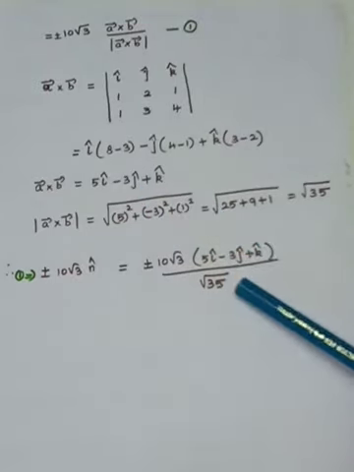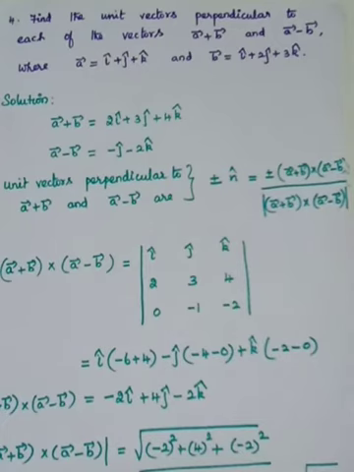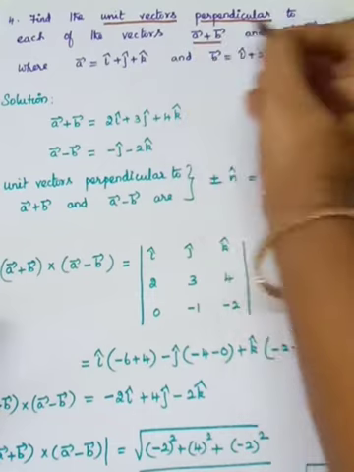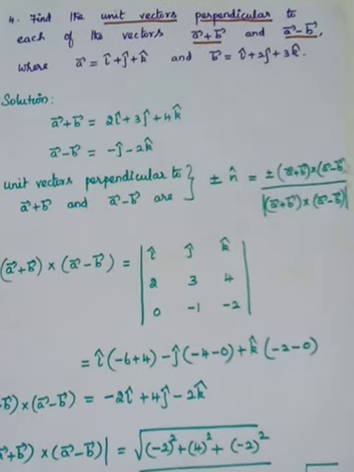Okay, so next one, find the unit vectors perpendicular to each of the vectors a vector plus b vector and a vector minus b vector. See, find the unit vectors. How does the unit vectors? Perpendicular. Perpendicular, this word is important. Perpendicular to which vectors? A plus b and a minus b.